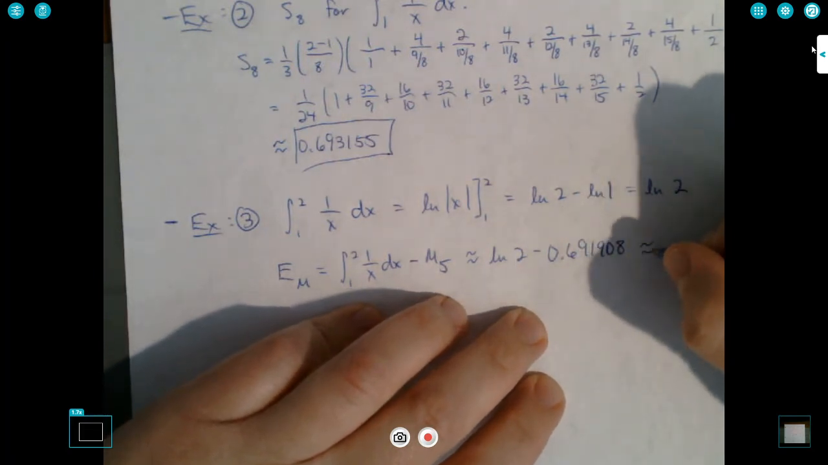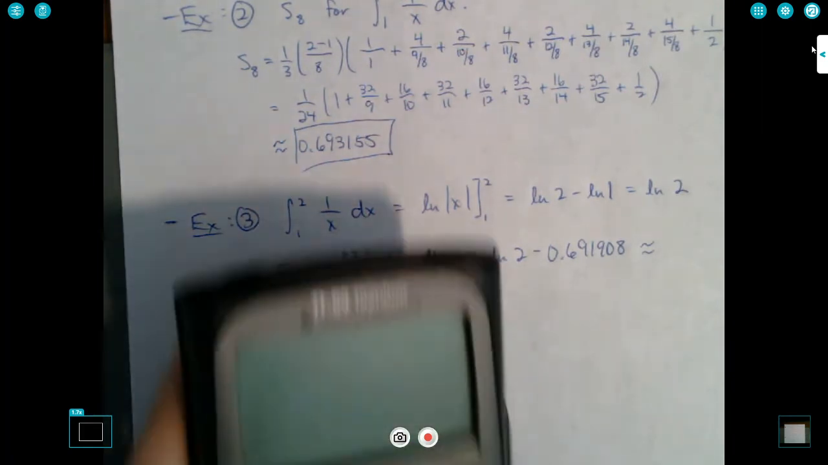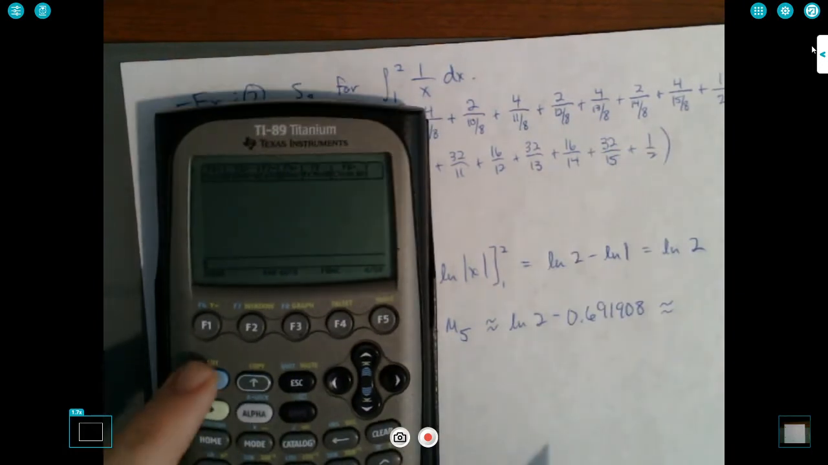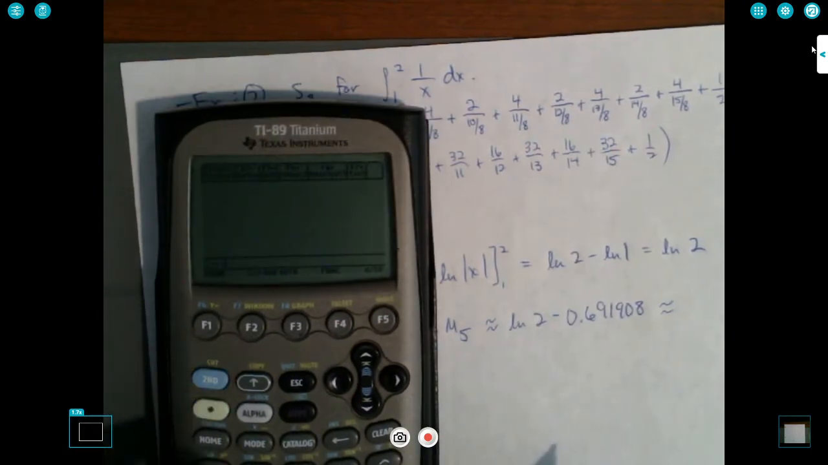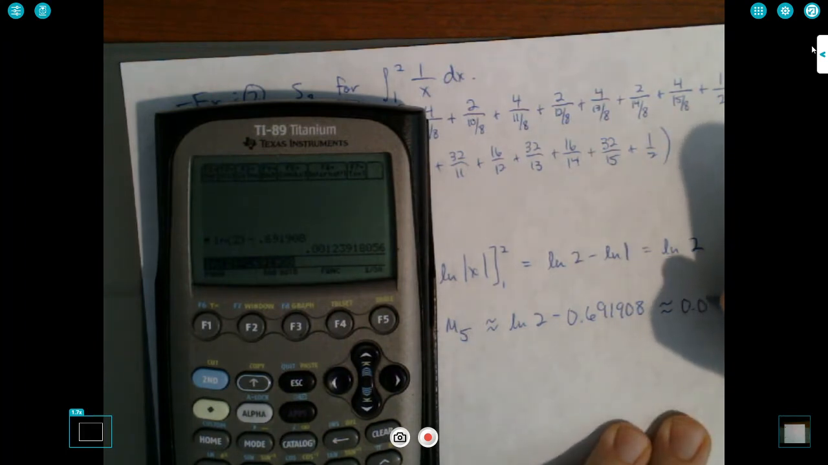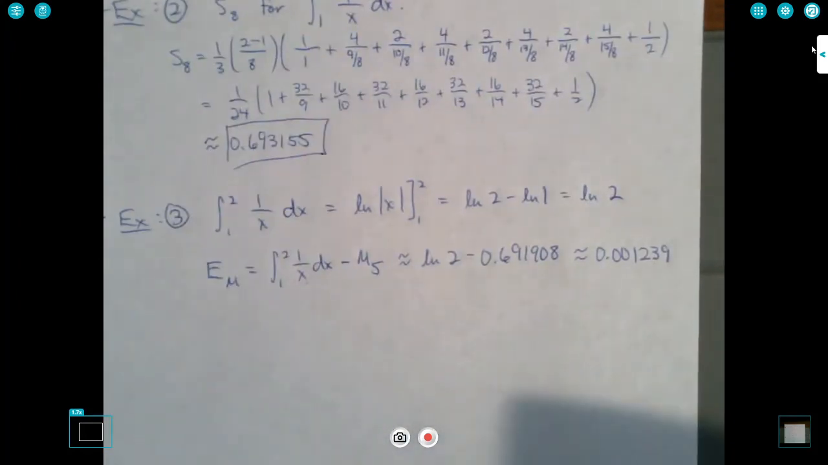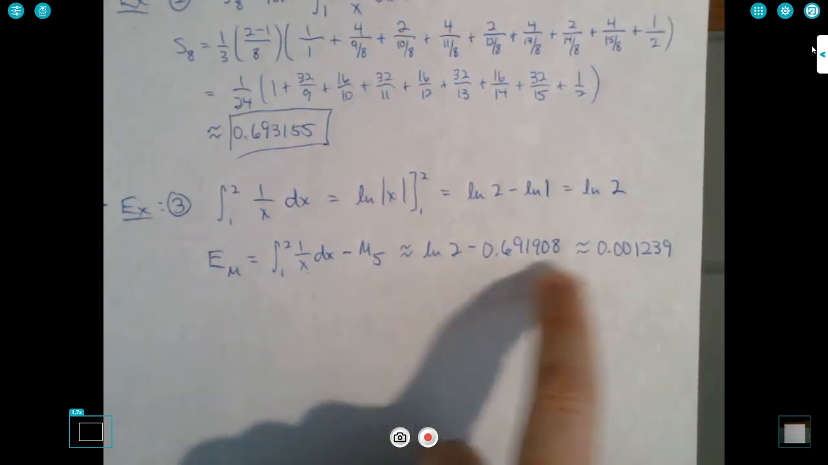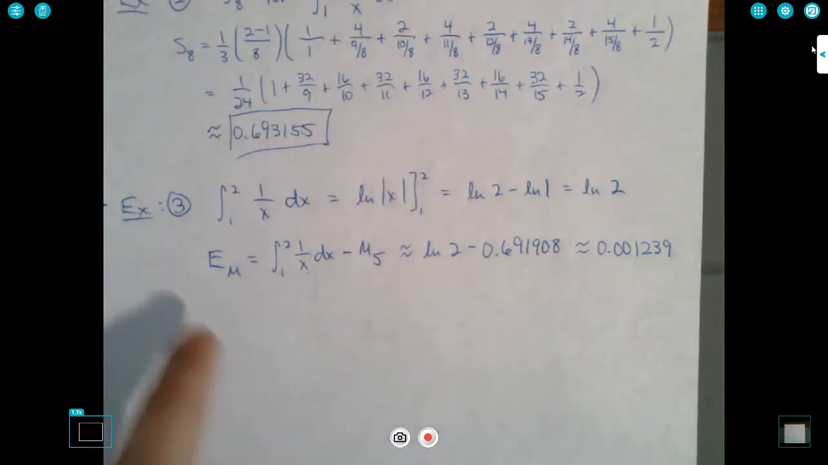And so then I can give the approximation for that error. So we've got ln of 2 minus 0.691908. That comes out to 0.001239, approximately. So we're pretty close, right? This is pretty close to the exact value. So it's not bad. That's the error.